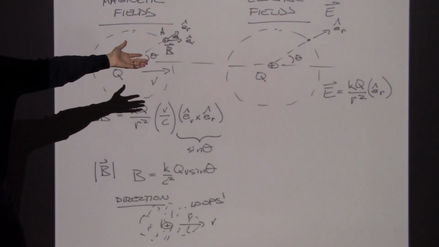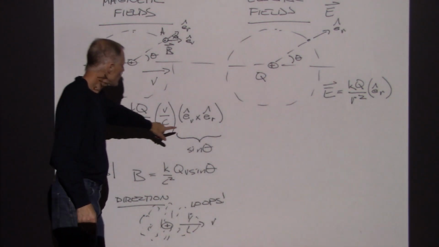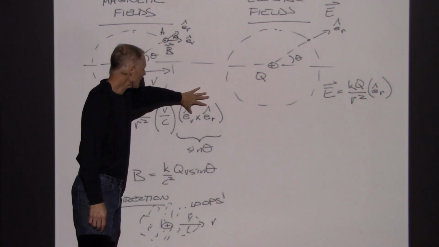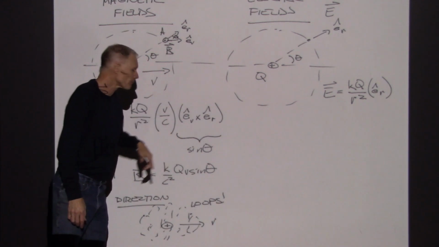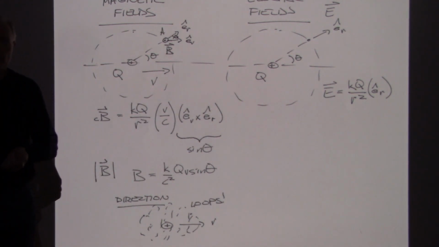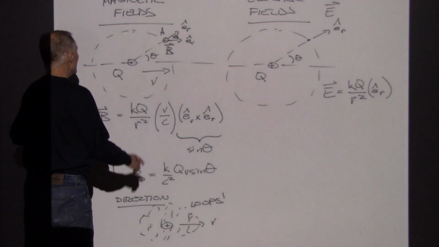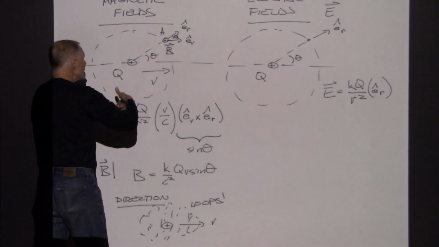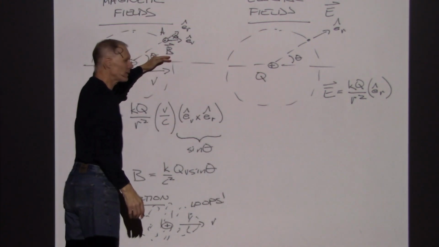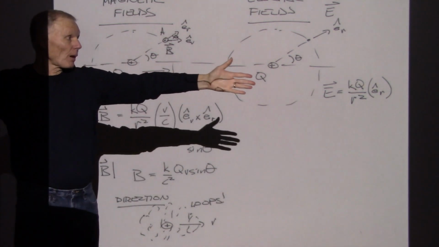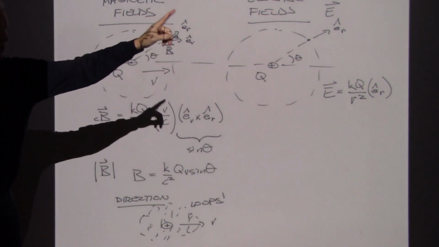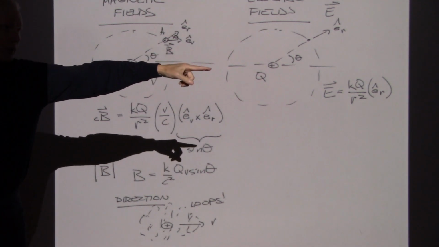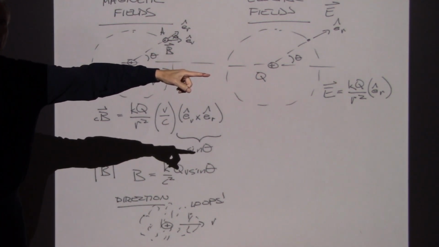That's exactly the same as the electric field. But there's also an angular dependence due to this cross product. The cross product of unit vectors introduces a sine theta component. What that tells us is if theta is equal to 0, there is no magnetic field. So the magnetic field in front of a charge and behind the charge are very low magnetic fields, and directly in front and directly behind the magnetic field goes to 0.